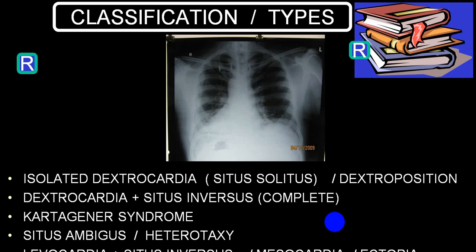The apex is behind the sternum. Then we call it mesocardia. It is not levo, it is not dextro, so it is called mesocardia. And if the heart is outside the chest wall, then it is called ectopia cordis. These are all the different terms which are being utilized in malposition or malrotation of the heart.